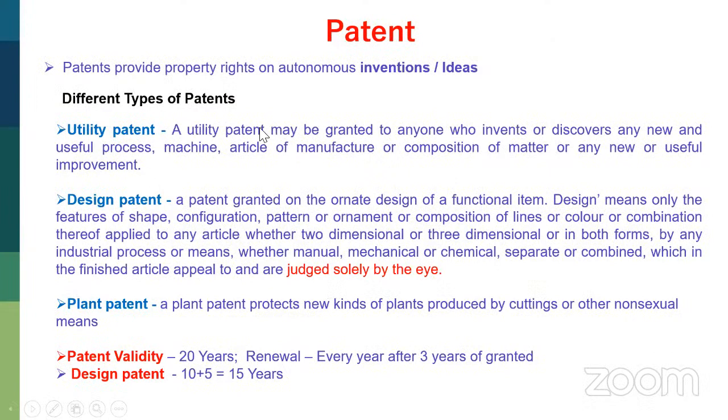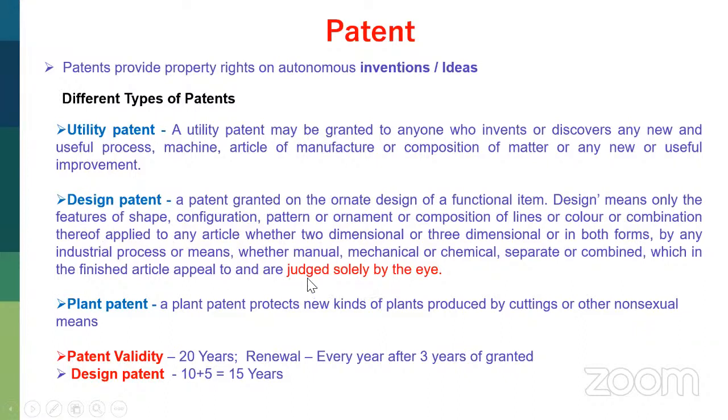Yeah. So we all know that there are two types of important patents in India. One is the utility patent. The other one is the design patent. The utility patent is purely for the functionality of the invention, and the design patent is for the outlook of the invention. For example, you are designing an engine. How the engine works comes under the utility patent, and how the engine looks comes under the design patent. And there is no plant patent in India. So we have only utility and design patents.